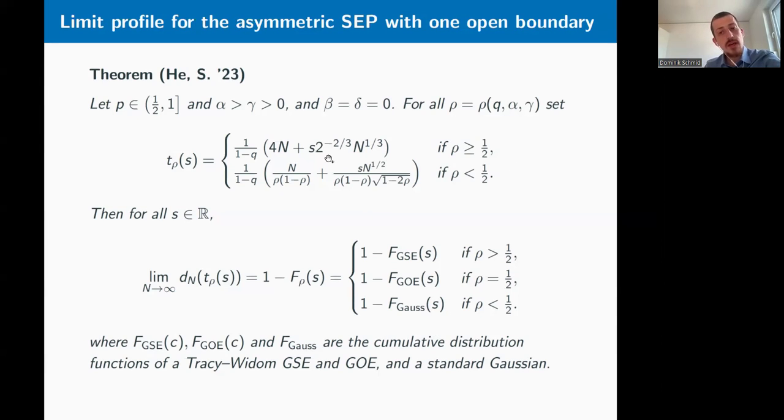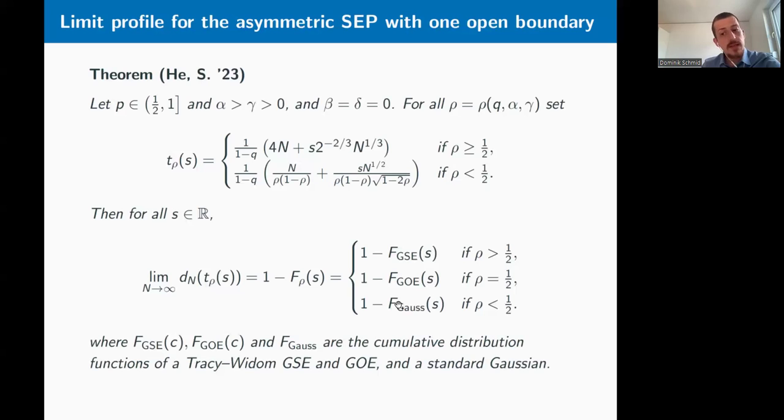What's important is that we are looking at two different windows. It turns out that in the closed segment, we always had an n to the 1/3. But in the case with one open boundary with the reservoir, there is the regime where rho is greater or equal to a half, where our window will be of size n to the 1/3. And there is the case where rho is strictly less than a half, where our window turns out to be square root of n.